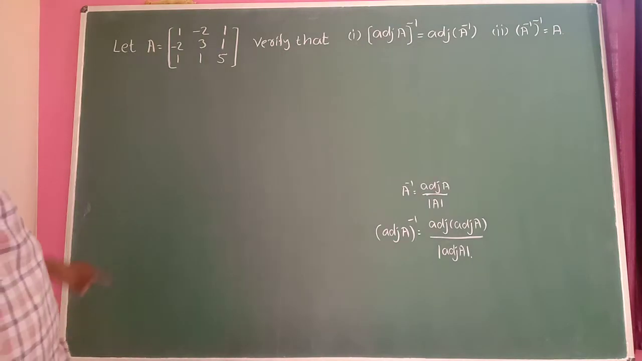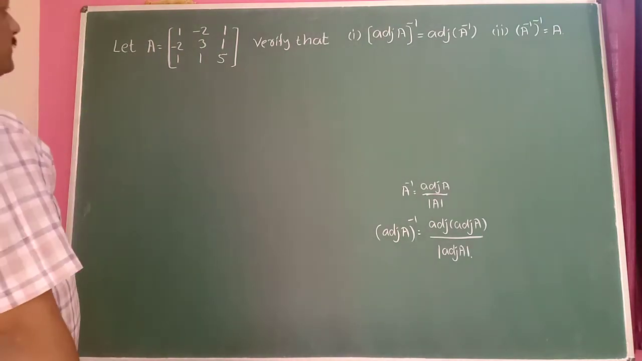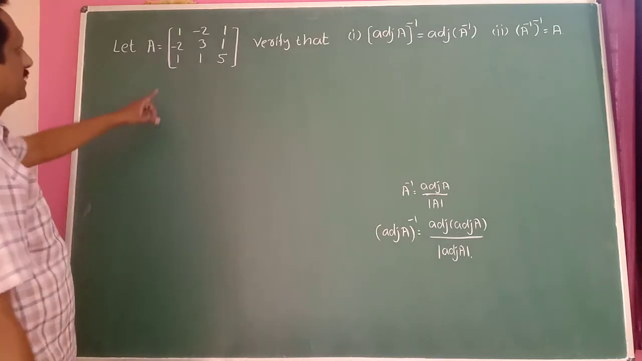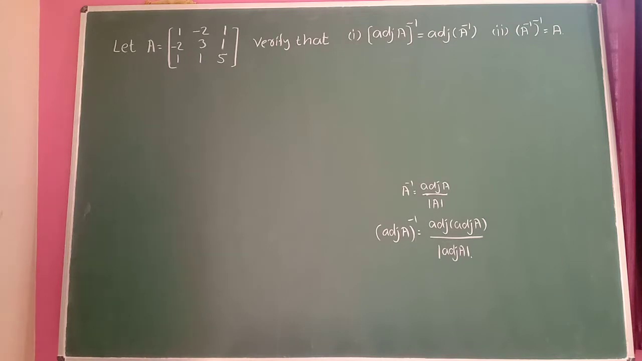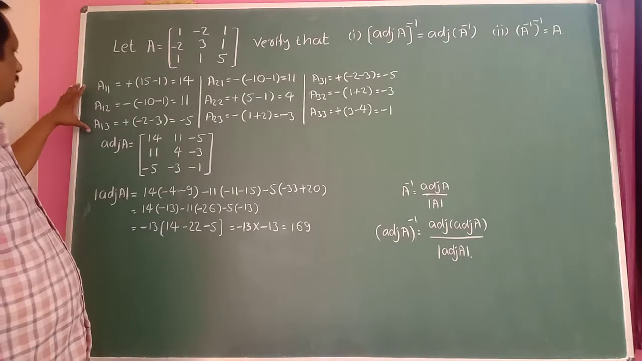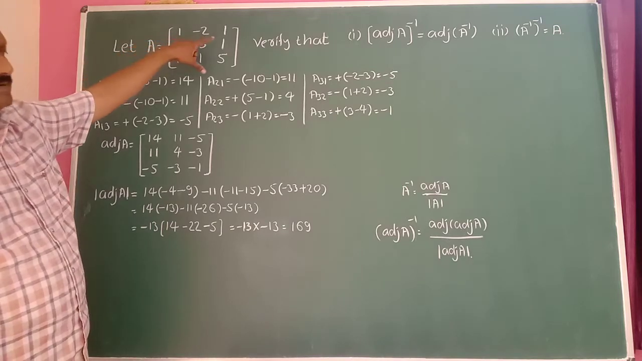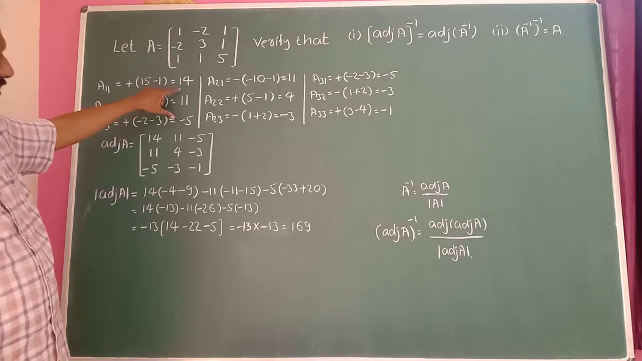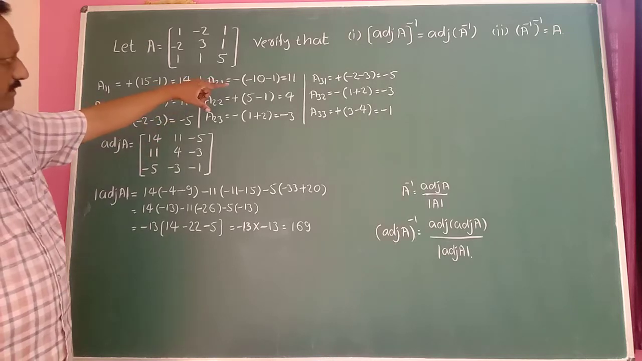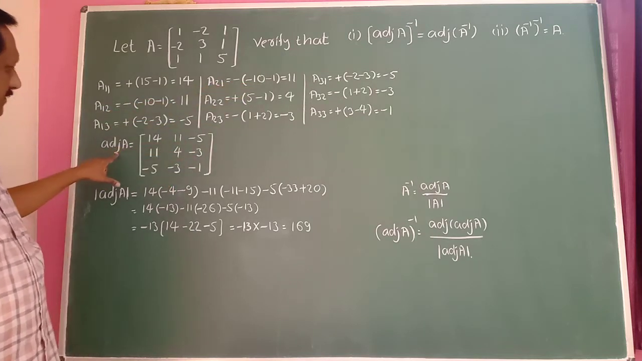Therefore, first you find the adjoint of the matrix A. In this case, find the cofactors of each element of this matrix here. So these are the cofactors of each element of this matrix. Therefore, adjoint of A is 14 11 minus 5, 11 4 minus 3, minus 5 minus 3 minus 1. This is adjoint of A here.